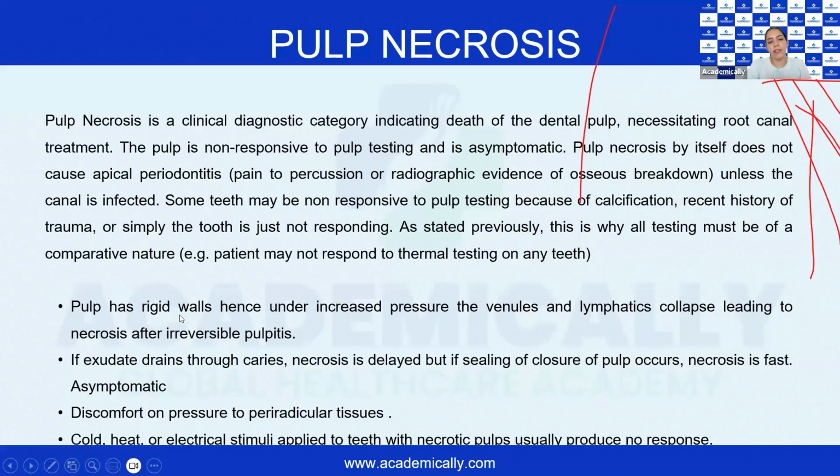Then we have the pulp with rigid walls, hence increased pressure. The venules and lymphatics collapse, leading to necrosis after irreversible pulpitis.